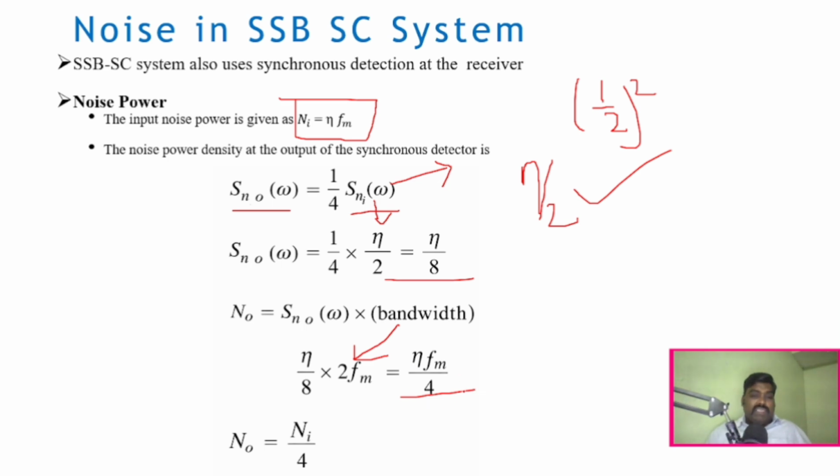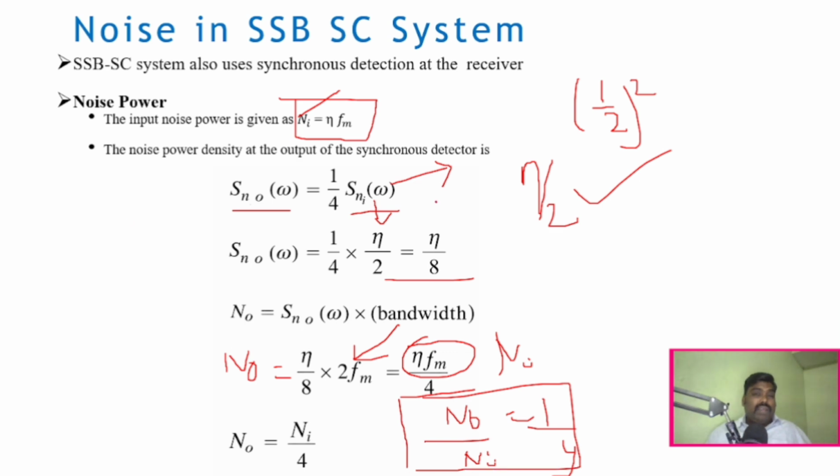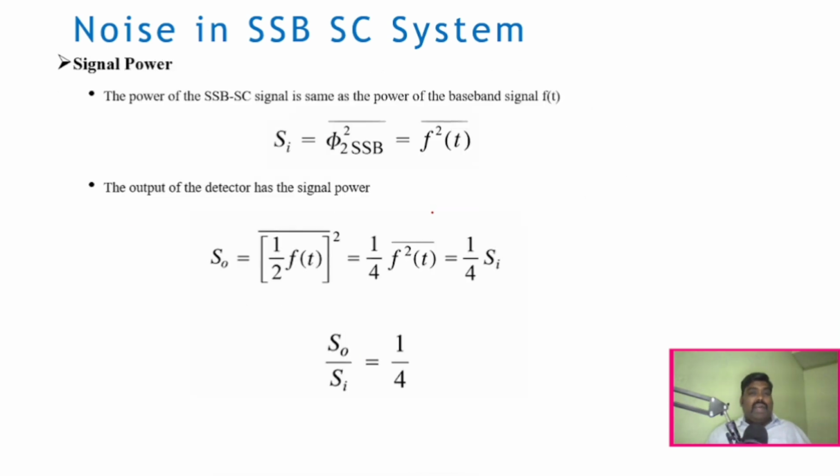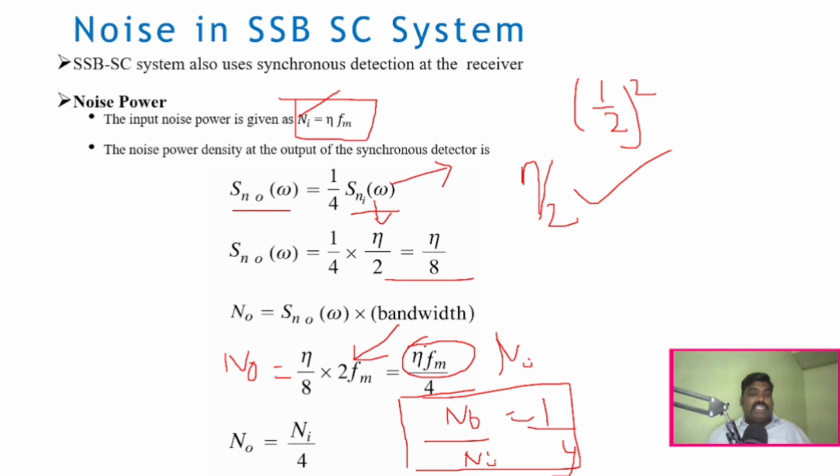This is N0, and we can write this eta fm as Ni. So N0 is equal to Ni divided by 4. We can also rewrite it as N0 divided by Ni is equal to 1 by 4. Now we have calculated the noise power, and we have also calculated the ratio of the output noise power to the input noise power.